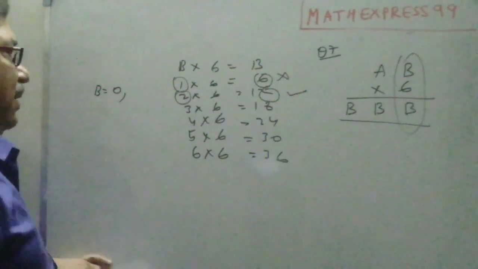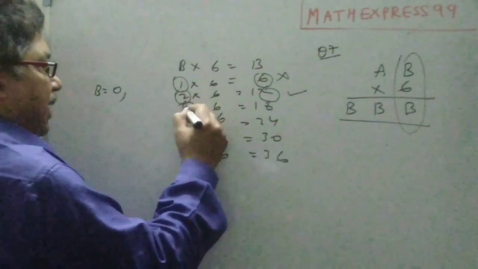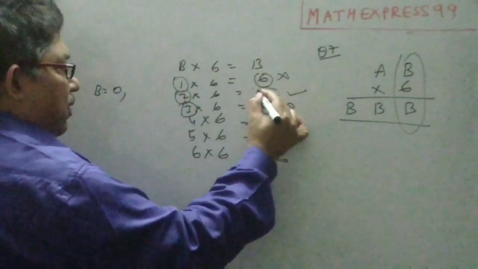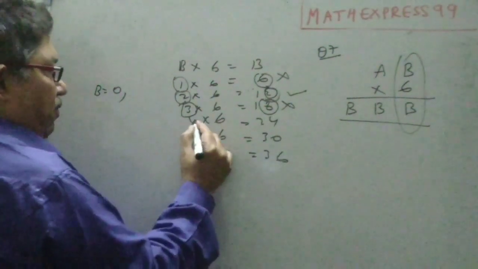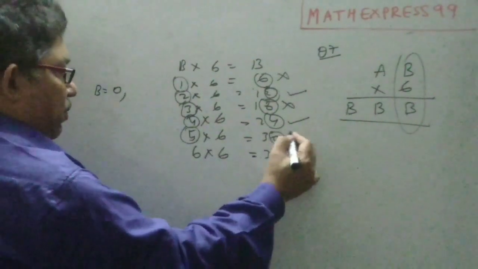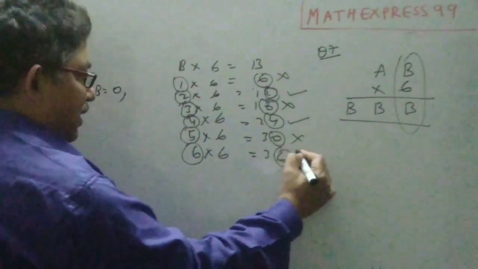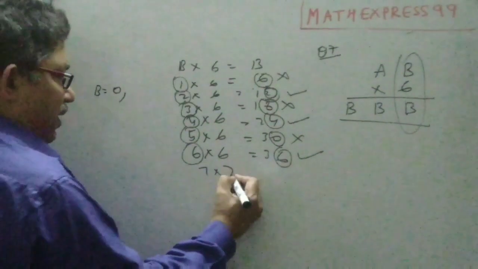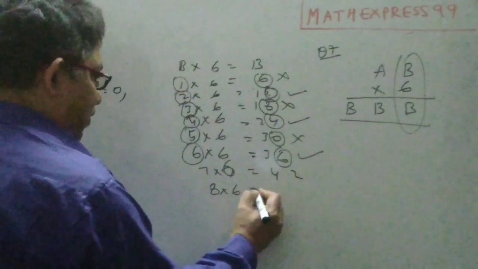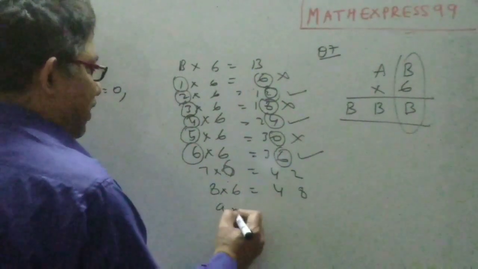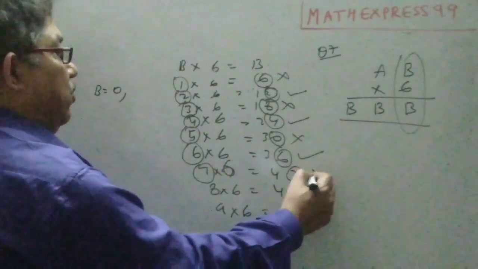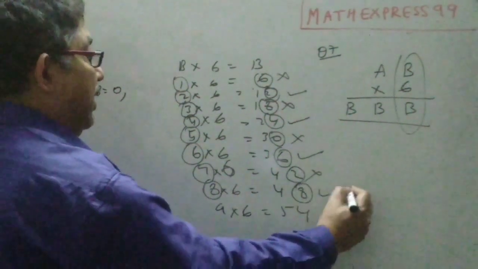3 and 8 don't match. This is 12. 4 and 4 do match. 5 and 0 don't match. 6 and 6 match. 7 into 6, 42. 8 into 6, 48. 9 into 6, 54. So 7 and 2 don't match, but 8 into 8 match. 9 and 4 don't match.